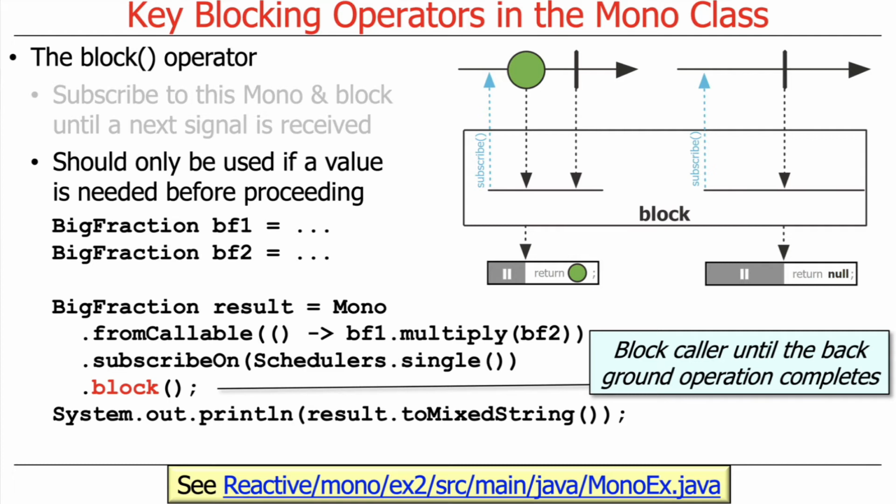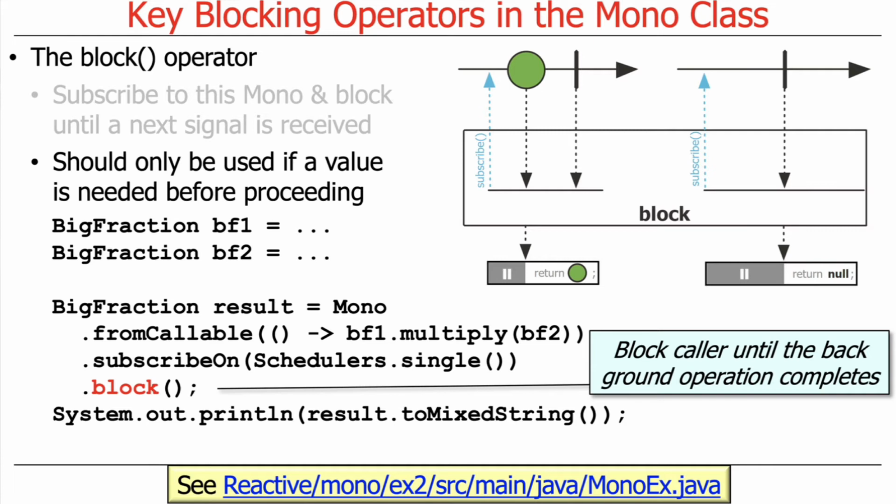The big fractions, of course, are defined up here with some values. We then use subscribeOn to run the multiplication in a background thread, and then we block, waiting for that background thread to finish. We get the result, we print the result. Notice how absurdly concise this code is.